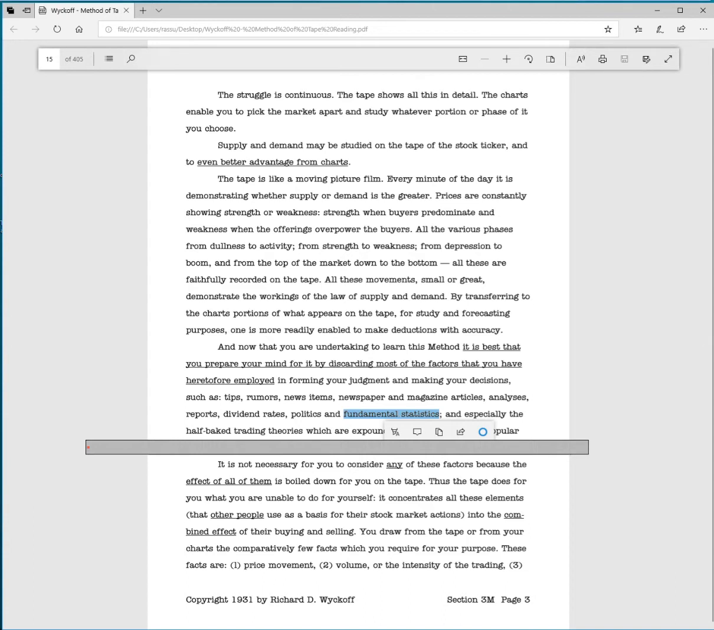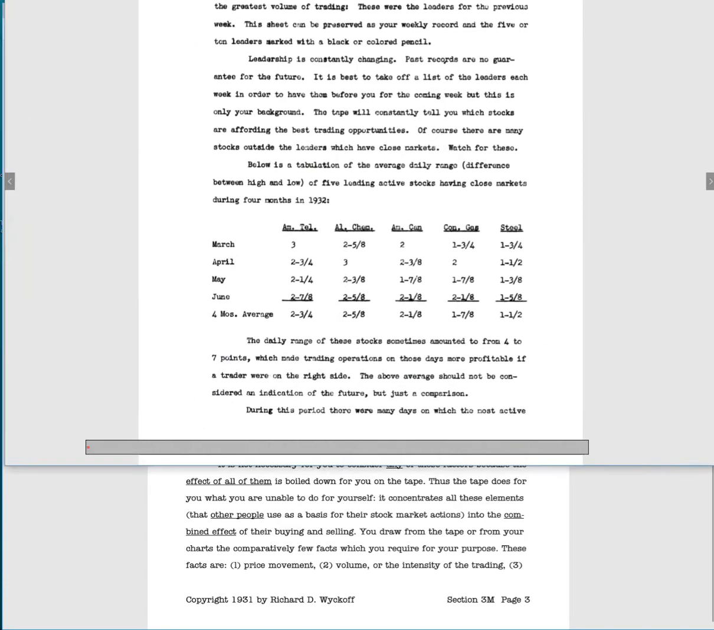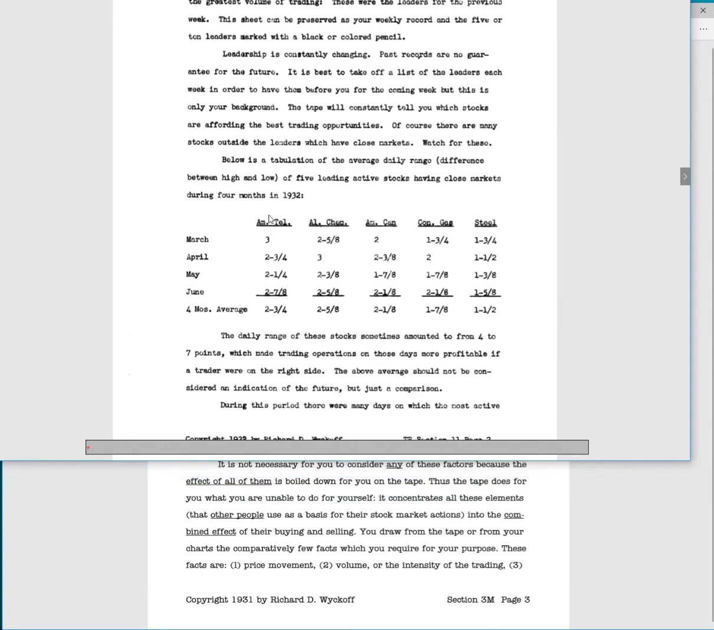I guess maybe I can show that. Let's see. This is one example right here. Below is a tabulation of the average daily range of 5 leading active stocks. So this is the range. This is tabulation of what these different stocks did in the month. Why? Because you need big range.